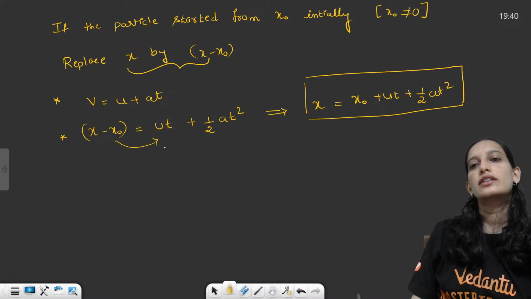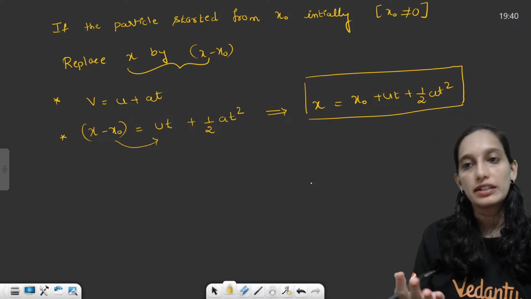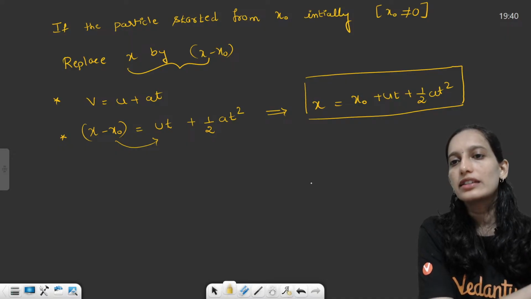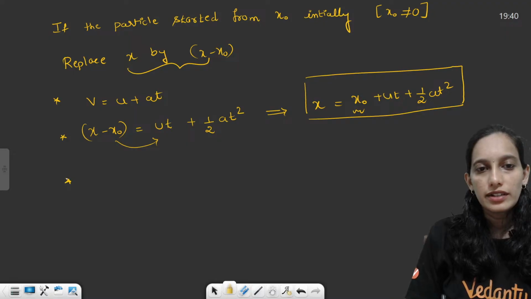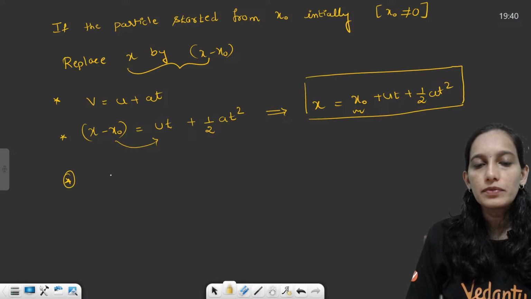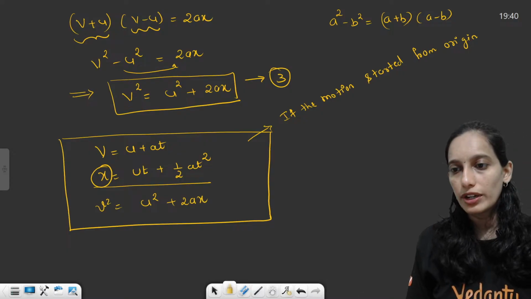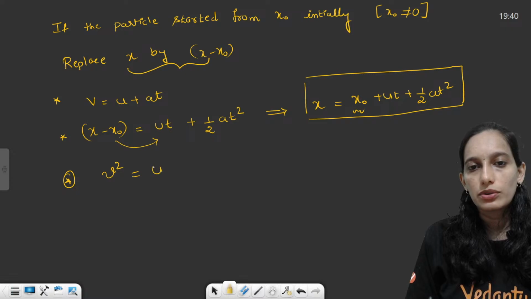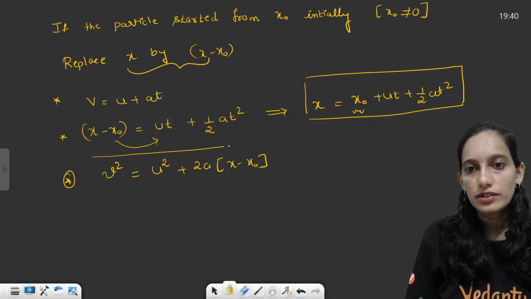That's all I did. So instead of 0, the object's motion may start from some 5 meters or some 50 meters. If the start is not at the origin, just add that x naught here, that's all. And in the third equation of motion, we had v square is equals to u square plus 2ax. There also the same change applies: v square is equals to u square plus 2a into x minus x naught.